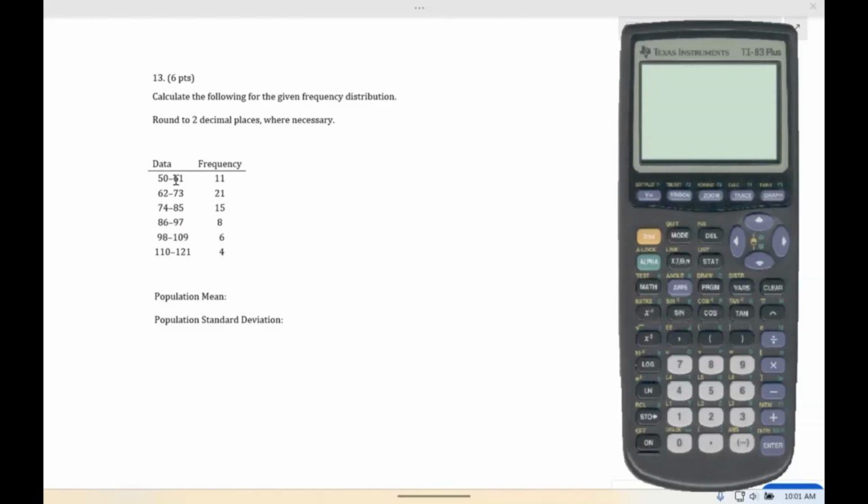The first thing we're going to do is find the midpoint. We're going to put that into the calculator as list one. Then we're going to put the frequency in as list two. And then we'll calculate the population mean and the population standard deviation. So just keep in mind that for the midpoint formula, we take the lower limit plus the upper class limit and we divide by 2.